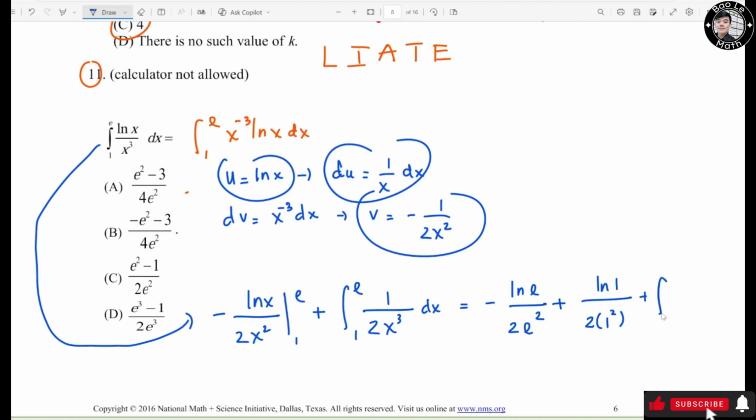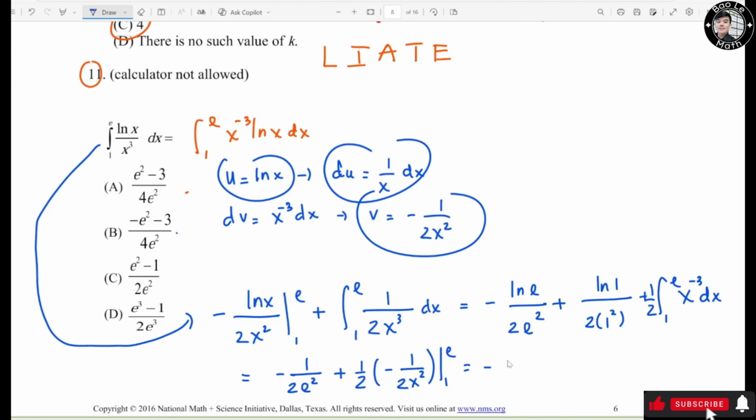Plus the integral from 1 to e. Now I'm going to bring 1/2 to the front. And this one right here I bring to the top. I'm going to use the power rule, right? ln 1 equals 0, right? ln e equals 1, right? So the first one becomes negative 1 over 2e squared, right? Now this one becomes 1/2 times negative 1 over 2s squared evaluated from 1 to e, right?